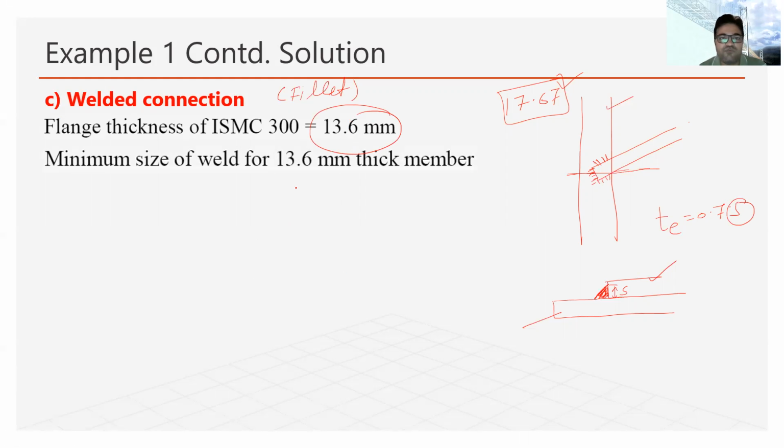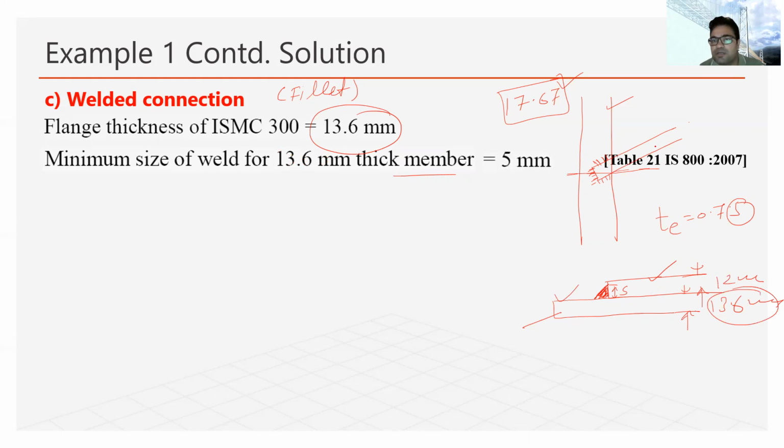And the minimum size of weld for a 13.6 mm thick member: to find out the minimum size of weld, generally we see the thicker plate. In this case, the thickness of the lacing bar is 12 mm, and the thickness of this flange is actually 13.6 mm. So the thicker plate is this one. Based on this, we are going to see the minimum size of weld. For 13.6, as per table 21, the minimum size of weld will be 5 mm.